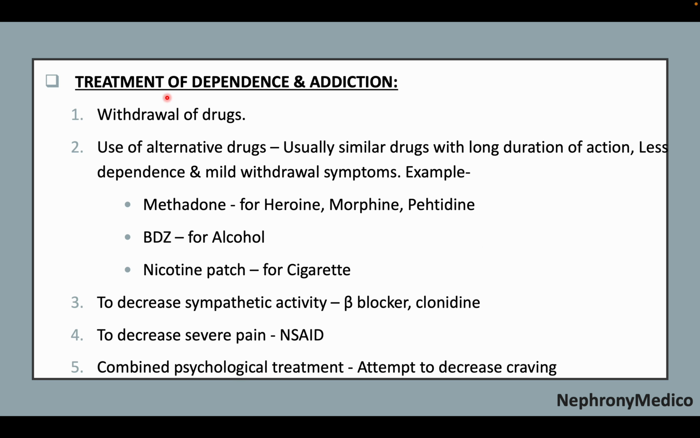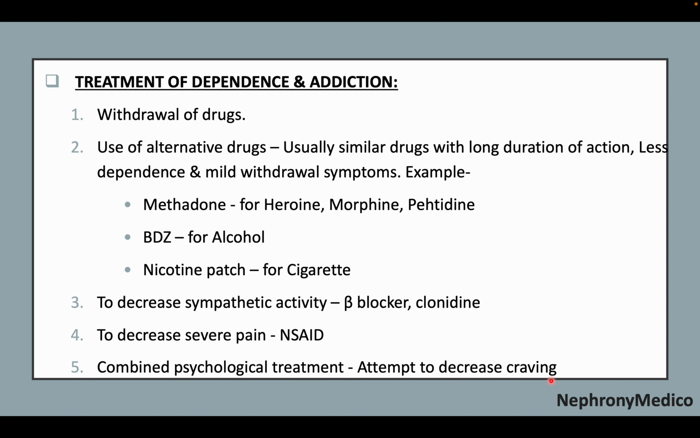Now, treatment of dependence and addiction. Withdrawal of drugs, use of alternative drugs like methadone for heroin, morphine and pethidine, benzodiazepine for alcohol, nicotine patch for cigarette, and to decrease sympathetic activity, beta blockers and clonidine can be used. To decrease severe pain, NSAIDs can be used, and combined psychological treatment should be attempted to decrease the craving of a specific drug.